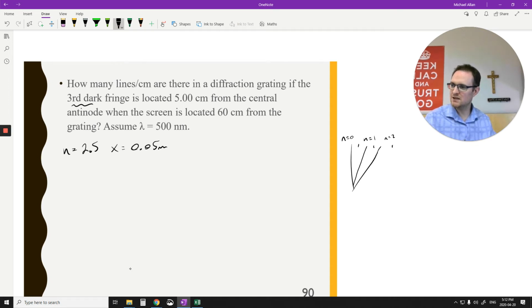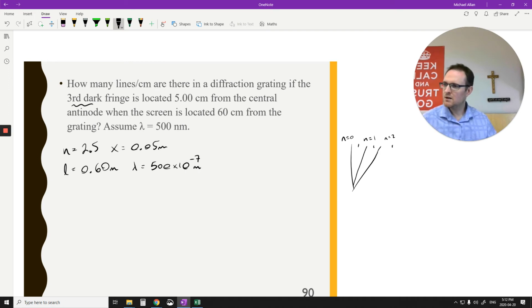The screen is 60 centimeters, so I'll just go 0.6 meters from the grating. And they say to assume our wavelength to be 500 nanometers. So let's just assume that.